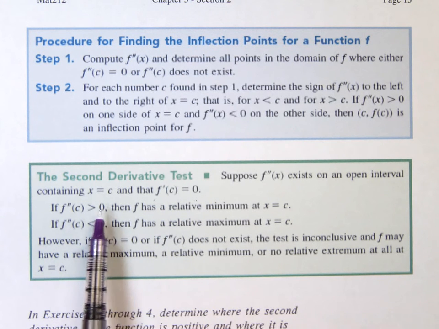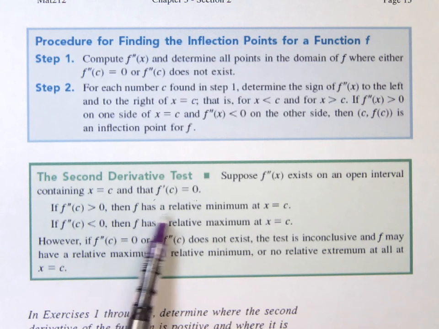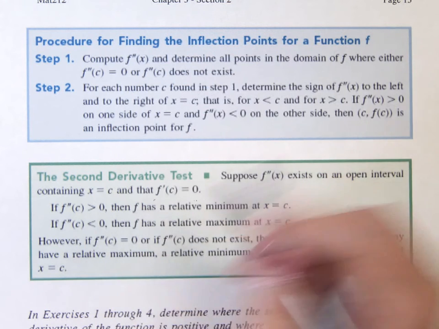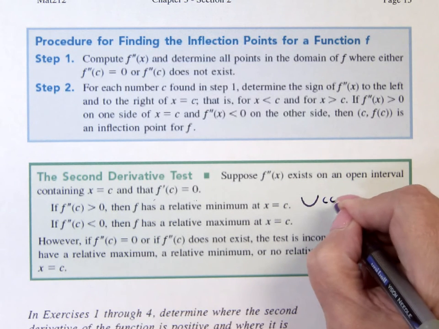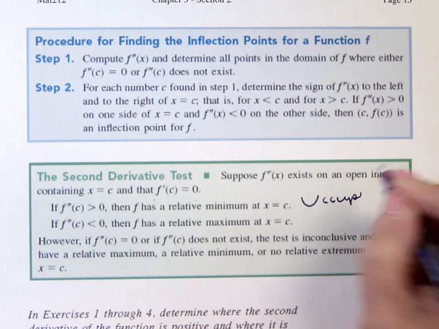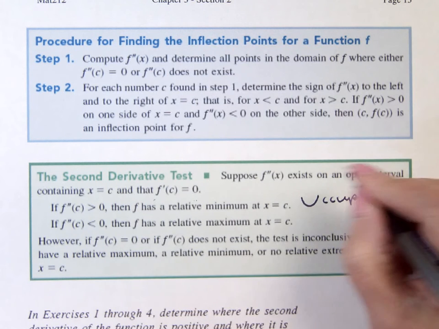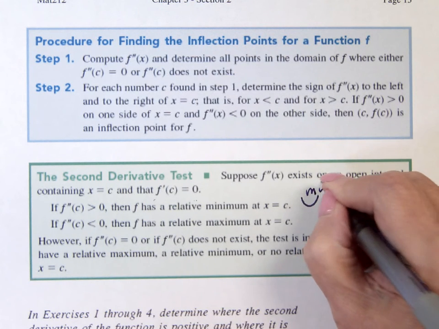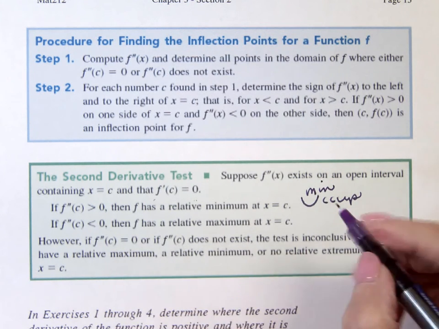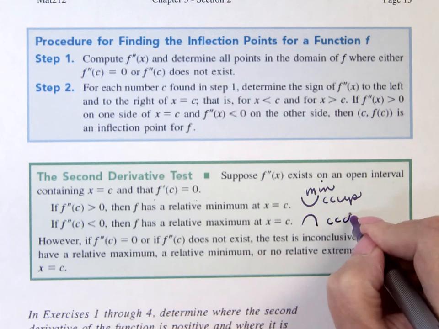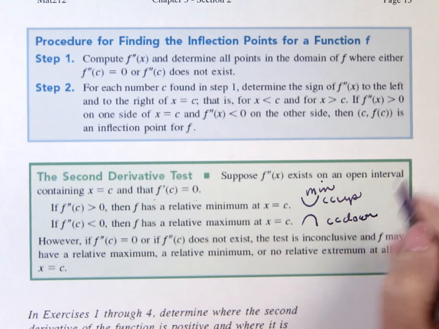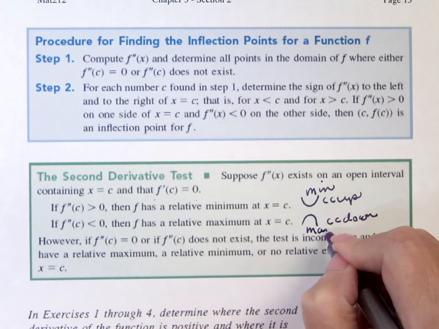If the second derivative is positive, then we have a minimum. If the second derivative is positive, it is concave up. And concave up means min. If the second derivative is negative, that means concave down. And concave down means max.